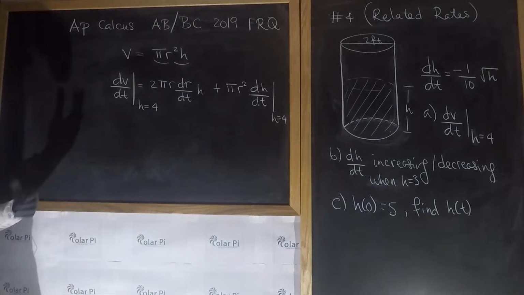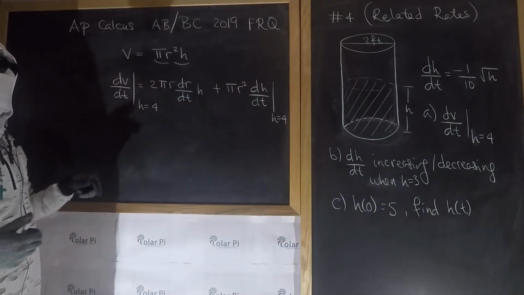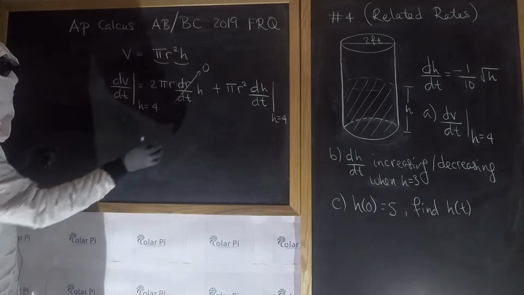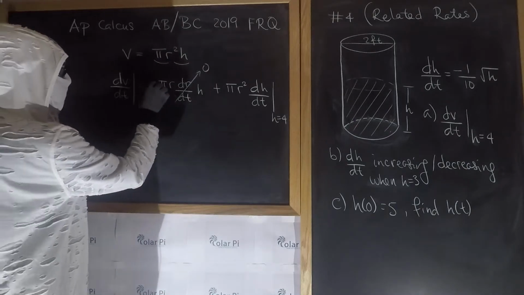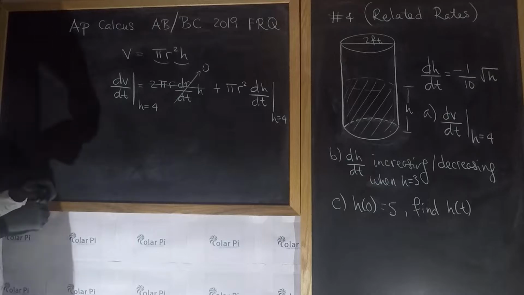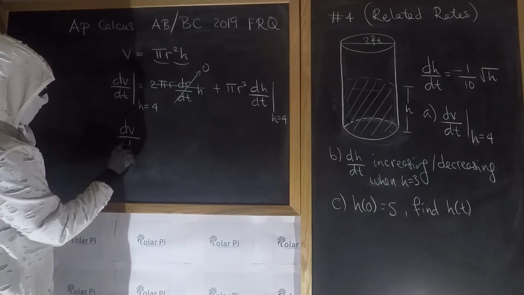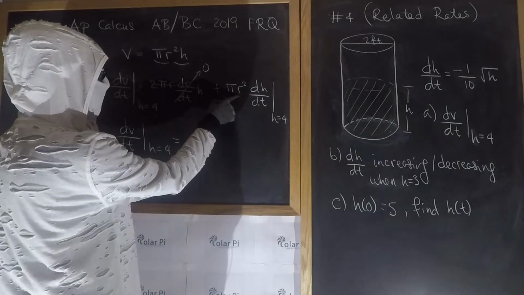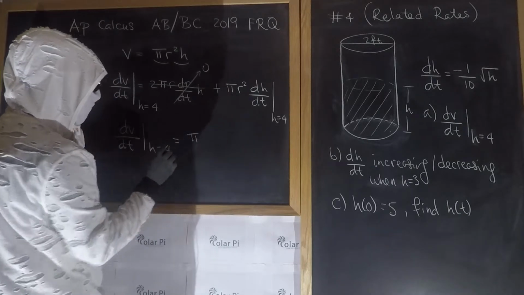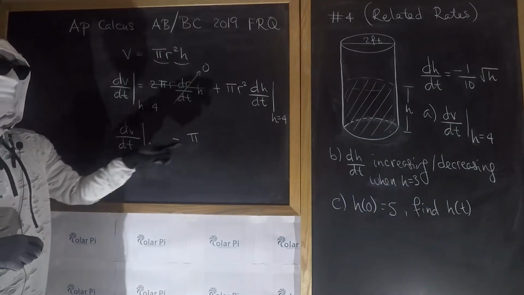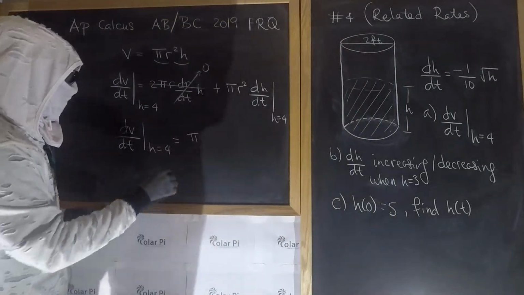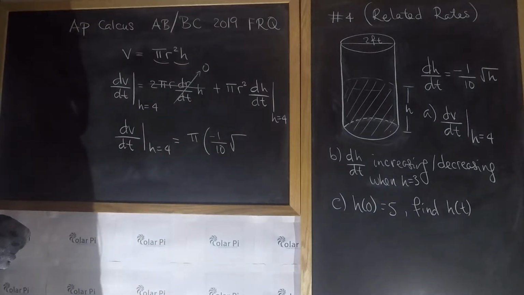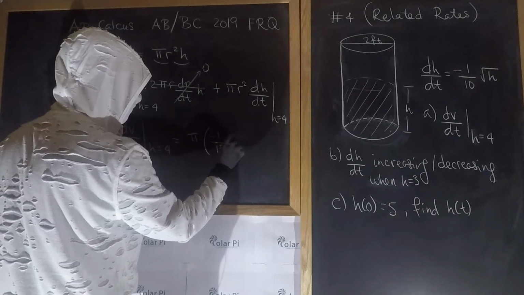Now, as I said, the radius doesn't change, and therefore dr/dt, the rate of change of radius, is 0. This whole thing is in a product, so this whole term is 0. So dV/dt at h equals 4 is simply equal to pi times 1 squared, since the radius is 1 at all times, and then dh/dt, which we're given: negative 1 over 10 times root h, and h is 4 here, so root 4, which is 2.